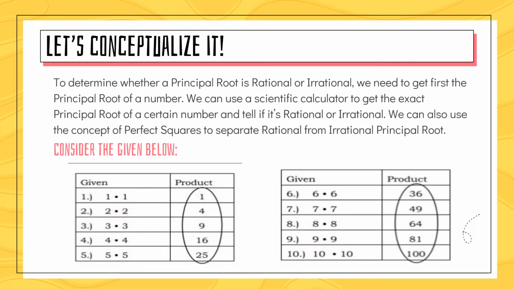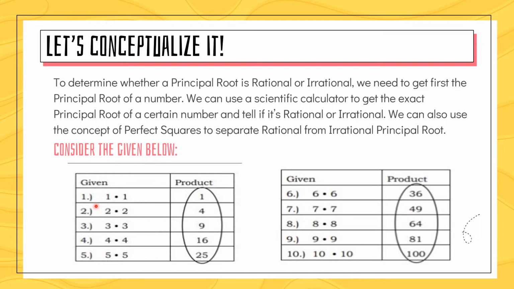To determine whether a principal root is rational or irrational, we need to get first the principal root of a number. We can use a scientific calculator to get the exact principal root of a certain number and tell if it is rational or irrational. We can also use the concept of perfect square to separate rational from irrational principal roots. Consider the given below. I have some examples here.